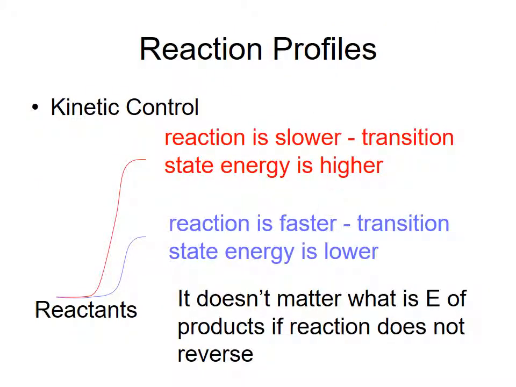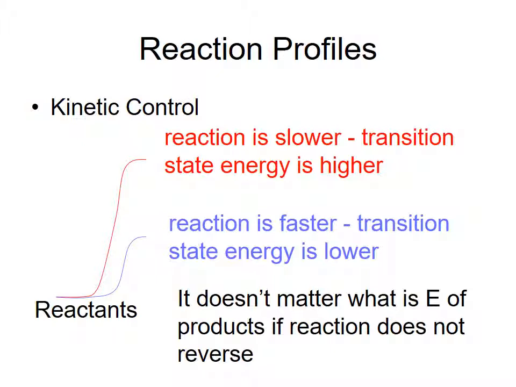So let's look at how this looks with the reaction profile. The kinetic control product has a lower energy, so it's in blue. And the reaction's faster because the transition state is lower. The thermodynamic control one, the reaction is slower and the transition state energy is higher.